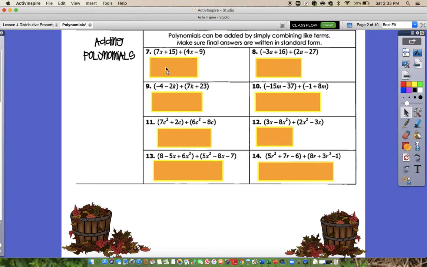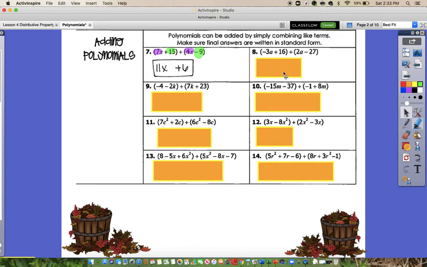So if we are combining like terms in number 7, our 7x can be combined with 4x. And they're both positive, so we would just add 7 plus 4 and get 11x. And then 15 can be combined with negative 9. We have to make sure to keep that sign with it, so it's a negative 9. 15 plus negative 9 would be 6, so plus 6.